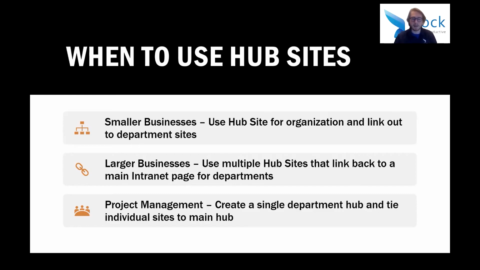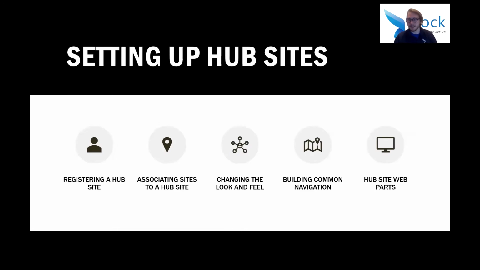So getting on to the more practical demonstration, what you guys are here for. There are 5 things I'm going to show you how to do. First of all, how to register a hub site. Then what you need to do to associate a site to a hub site. Then the different customization options, so how you can change the look and feel of a hub site to match your organization, your branding, your needs. I'll show you how to build common navigation, that common navigation bar at the top.